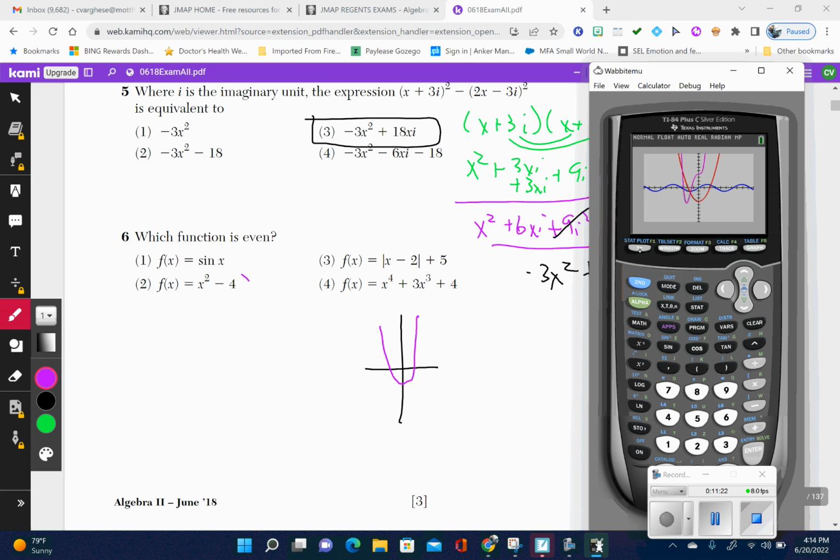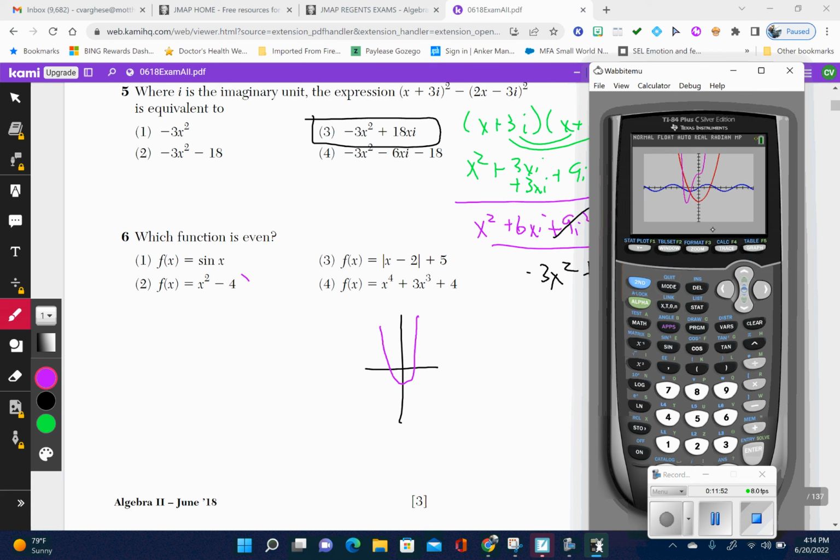The reason why I did not graph the third one is that I didn't know if you knew how to plug this into the calculator. This is called absolute value. So you hit math, go over to num, so move the right arrow, and the first one is ABS. Then you plug in x minus 2, and then it's plus 5. You need to make sure the plus 5 is outside the absolute value symbol.